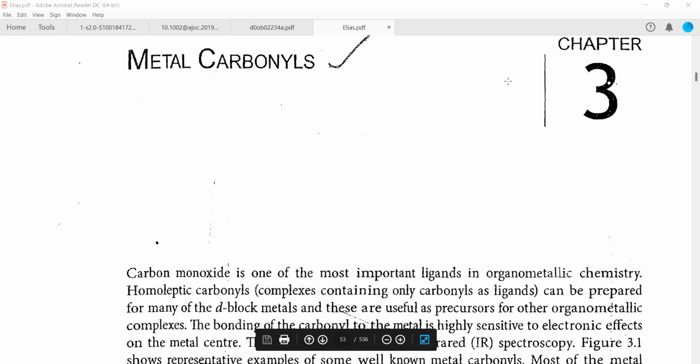So you must have seen the carbonyl ligand in many of the complexes, and there are quite a lot of complexes that contain only carbonyls as ligands. Those are called homoleptic carbonyl complexes. Homoleptic carbonyls can be prepared from many of the d block metals, and these complexes also act as precursors for other organometallic complexes.